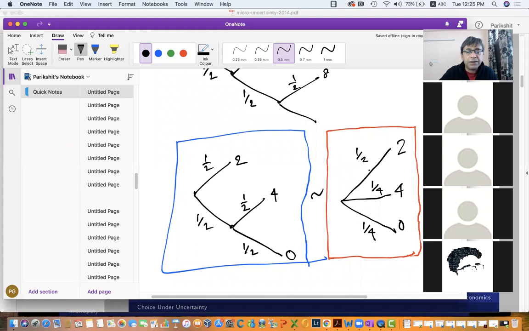So the reason for the agent's indifference is not based on the law of large numbers. The reason for the agent's indifference is that the agent is, so to speak, consequentialist. What matters to the agent is what's the probability distribution I can see at the end. Anyway, let's ruminate on it a little bit before moving on.